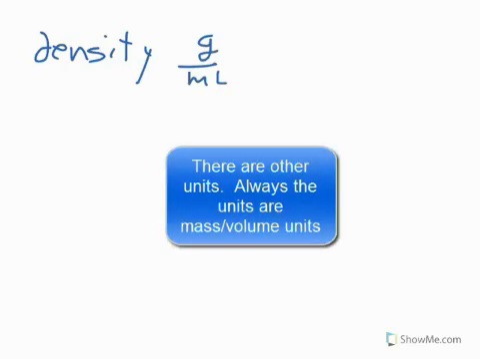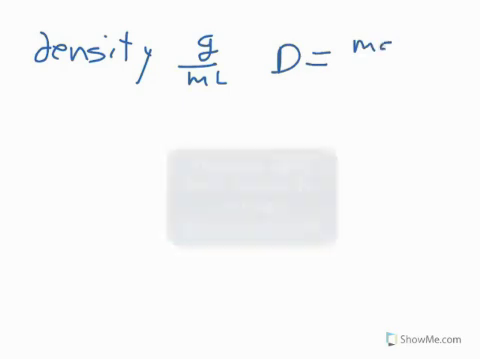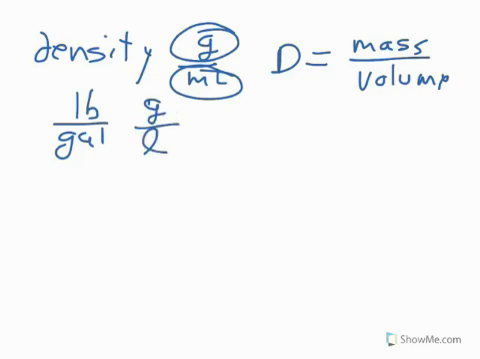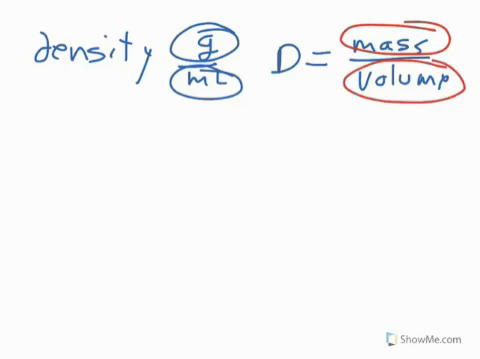This video is on density, and we're going to talk about density as a conversion factor. Density has units of grams per milliliter. The equation for density is mass per unit volume, so it has mass units and volume units. You can have any mass or volume units you want: pounds per gallon, kilograms per liter. There's a whole pile of different units you could use, just as long as you have mass on the top and volume on the bottom.